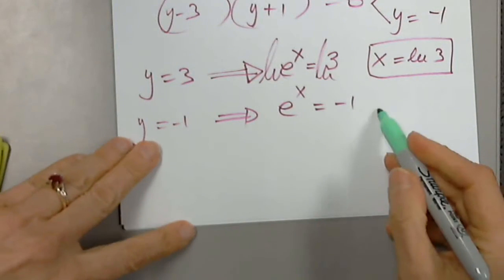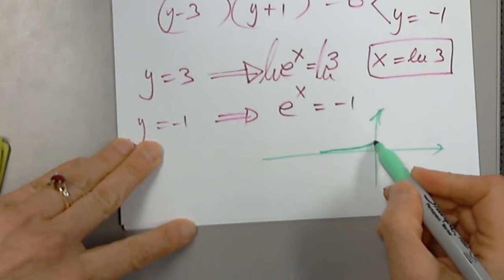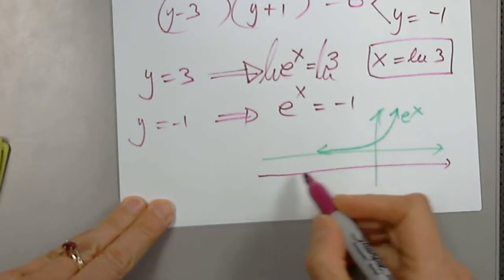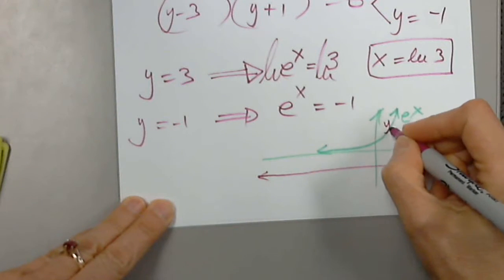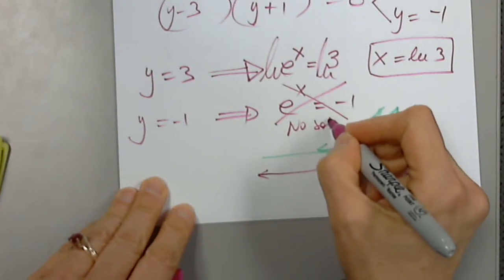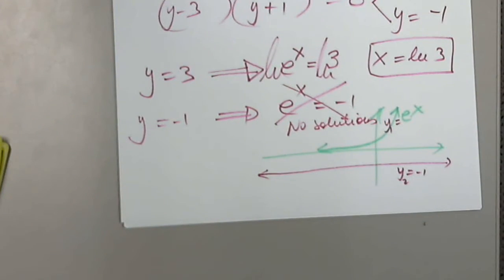e to the x, if you remember, here's how e to the x looks like. This is e to the x, an exponential function with a base greater than 1. So this is this side. Now let me graph y equals -1. So this is y1 and this is y2. In how many points do these two curves intersect? Never. So that's why I'll say no solutions. However, the original equation has one solution, which means x equals natural log 3.